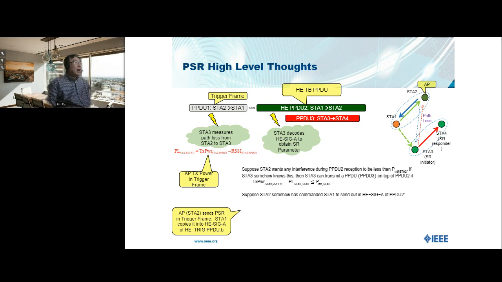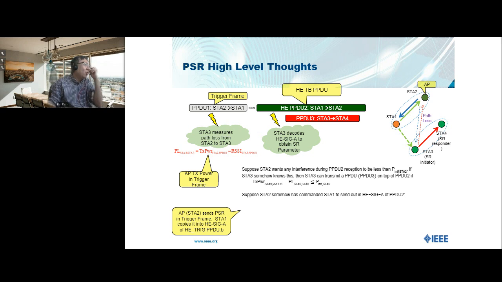The concept is this. On the right-hand side, I have a plot. You have the AP, which is station 2, and you want to trigger a transmission from station 1 in the uplink. So this is one BSS. On the other hand, you have another BSS, which has station 3. You want to do a PSR transmission to station 4, at the same time, in the PSR reuse.